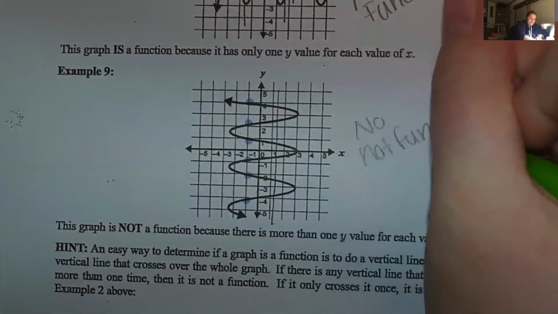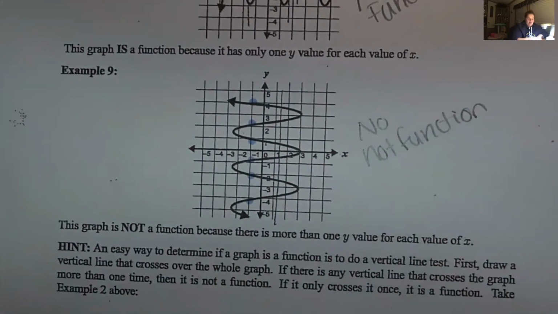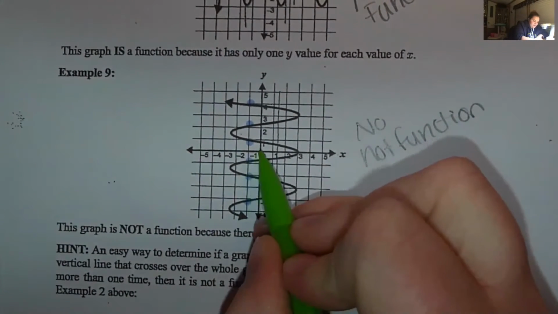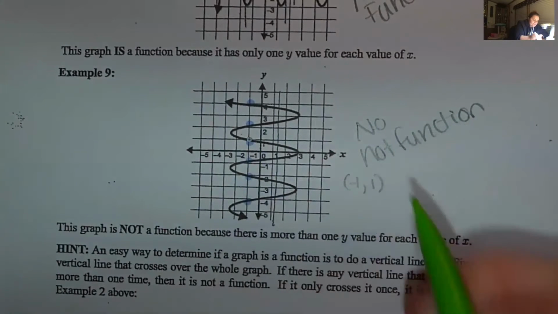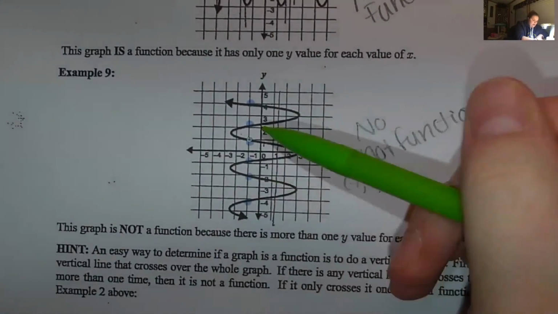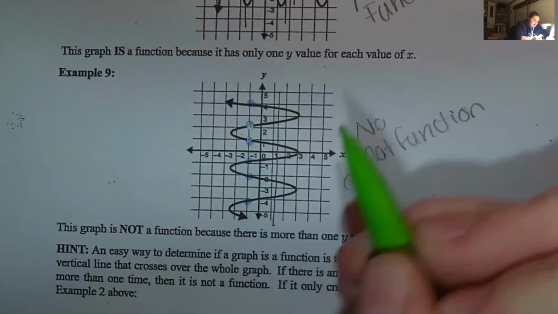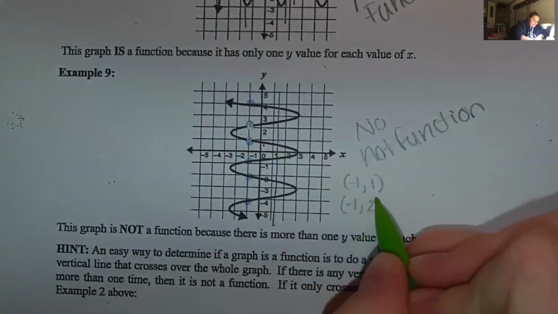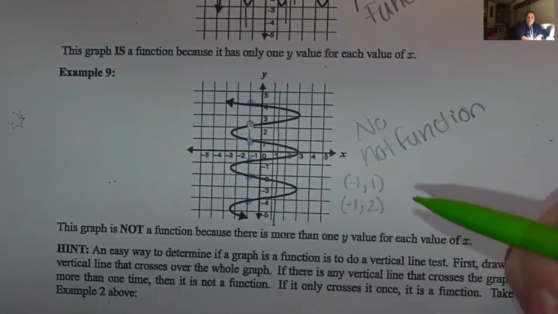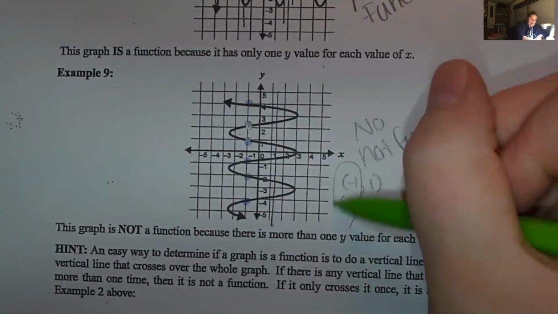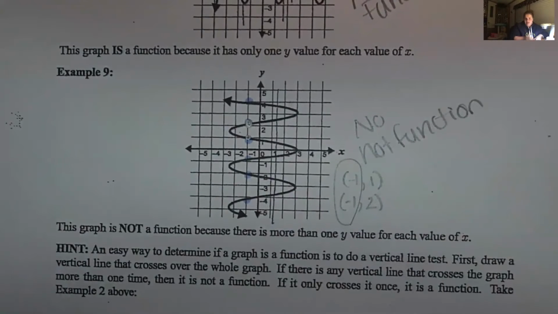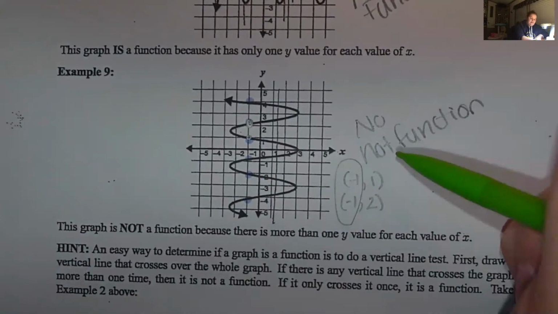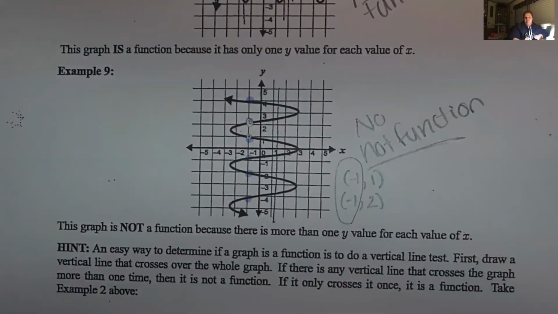And to explain it further, if we look at this graph, and I'm hitting right here, that's (-1, 1), okay? Now I'm also hitting right here, which is (-1, 2). What do those two points have in common? They have the same x value, and that's our rule. We cannot have the same x value. You can't have two of the same x's. So that is why it failed the rule. That is why it is not a function.